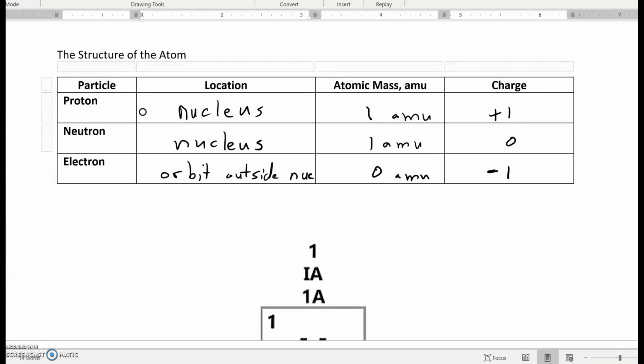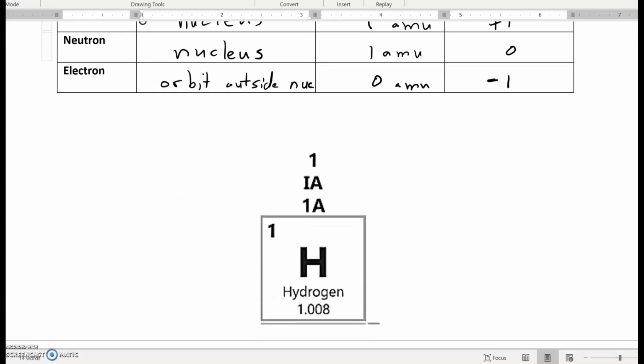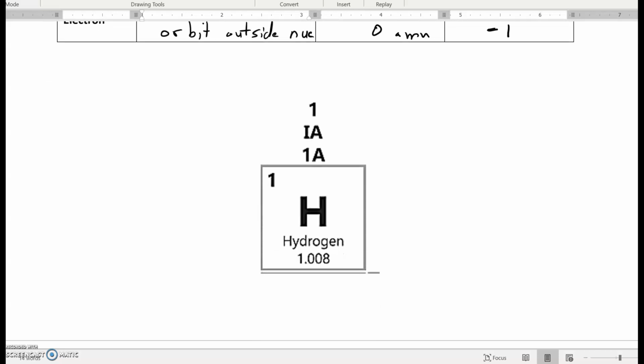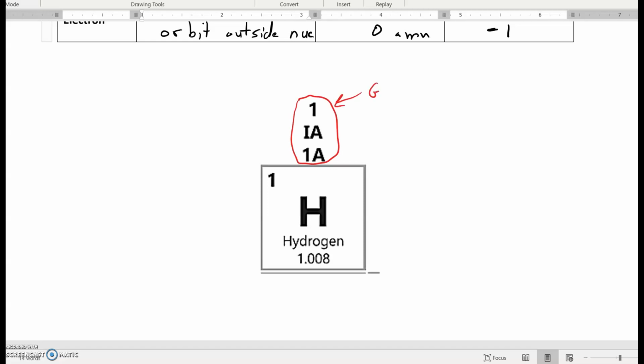Okay, so let's look at one atom on the periodic table to see what is going on with the particles. First of all, on the periodic table, this gives you the group number. There's different systems because it's changed over the years, but it really doesn't matter which system you use. Most periodic tables have all three listed. Okay, now what else does this tell us?